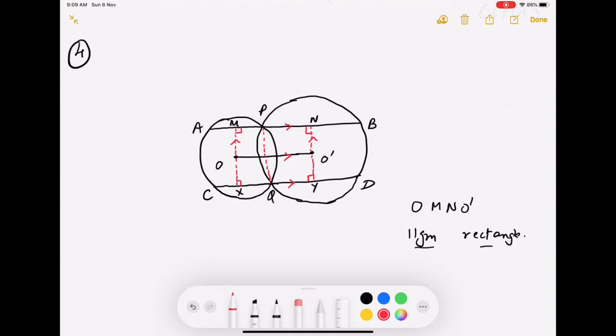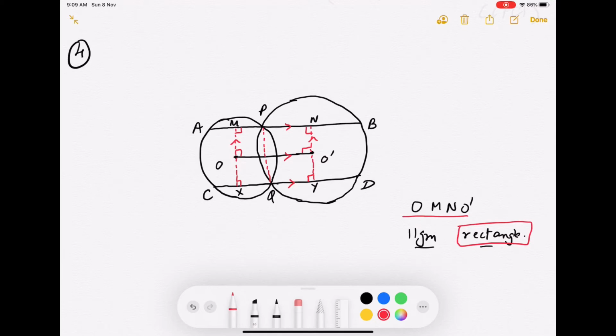Otherwise, you can also prove that all the four angles have to be 90 degrees. You can use properties of parallel lines and transversals, right? There are three given parallel lines, and you can identify the transversals to say that all the four angles within this quadrilateral are 90 degrees. Hence, you are proving that it is either a parallelogram or a rectangle. To be specific, it is a rectangle.